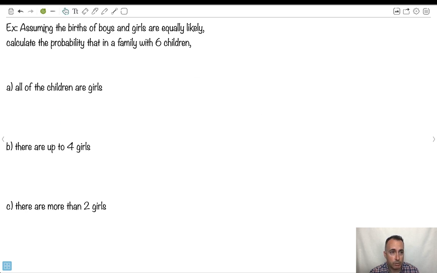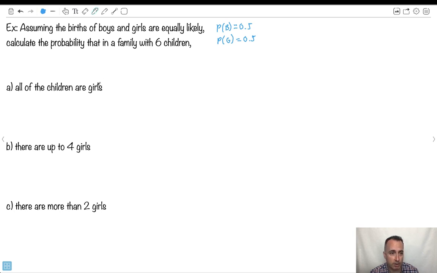So we're going to assume that births of boys and girls are equally likely. That means right away, before doing anything else, that the probability of a boy equals 0.5. That means the probability of getting a girl is 0.5. Okay. So what's the probability that in a family of 6 children, all the children are girls? We have to think about this in terms of binomial. Is this binomial? Well, yeah, it's either a girl or not a girl. It's either a girl or a boy. So in that case, it's binomial.